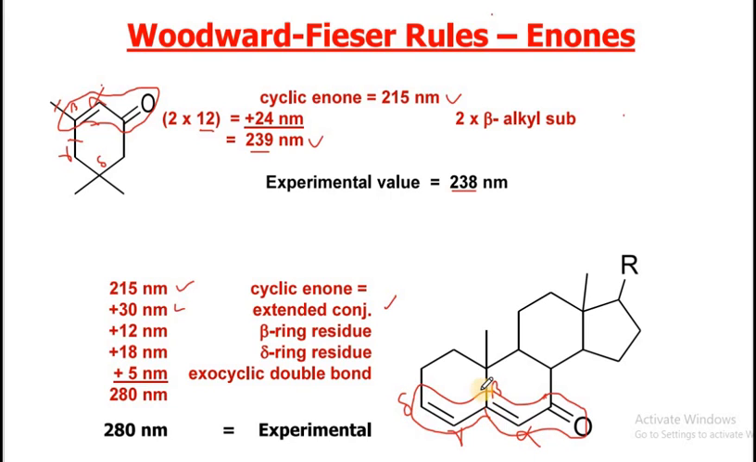So the beta position has one ring residue, so 12 nanometer will be added, and then another ring residue is present at the delta position. So at delta position 18 nanometer will be added, and then this double bond is exocyclic to this ring, so for this 5 nanometer will be added. Is there anything else? Nothing. So adding all these values we get 280 nanometer. So we can easily calculate lambda maximum values if we remember the values for the various auxochromes to be added.